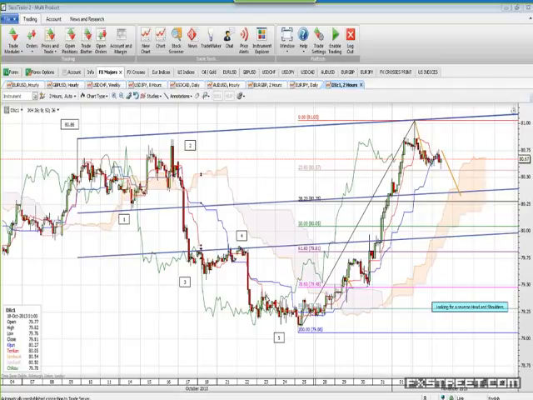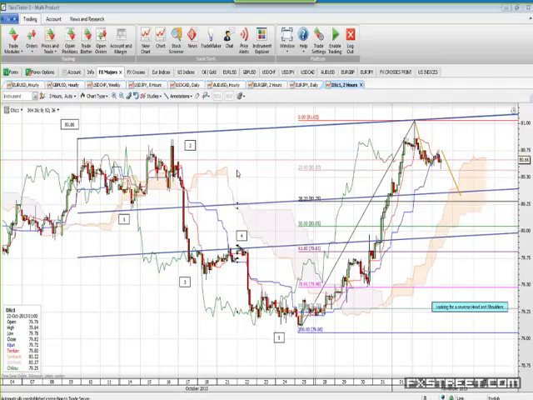Now, a Marubozu candle is a strong bullish or bearish candle that opens with a very small wick and closes with a very small wick. So it opens and closes near the low or near the high, depending on whether it's bullish or bearish.